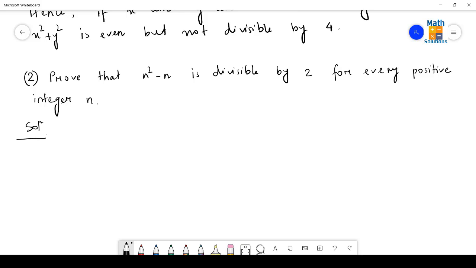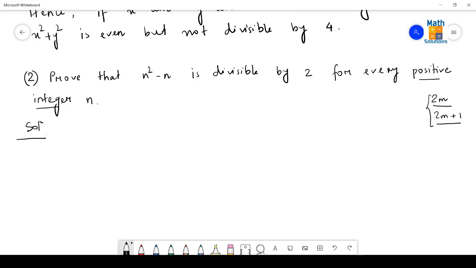Yes or no? When the integer is even, it follows the format 2m, and when it is odd, it follows the format 2m plus 1. So two cases we are going to consider here. Positive integers include both even and odd numbers. Therefore, once this case we shall consider, and once this one we are going to consider.